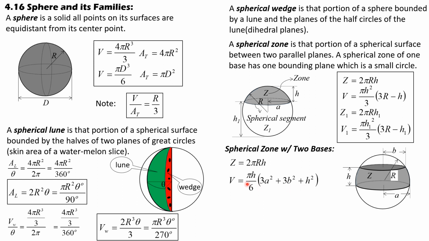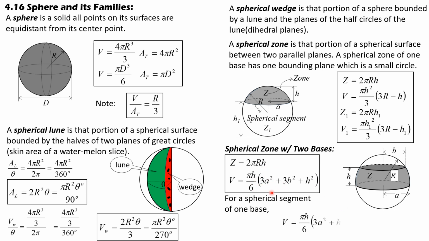We can still apply this formula for a spherical segment of one base. We just set b to 0. So it is pi h over 6 quantity 3a squared plus h squared. So that's the volume and zone area. For spherical segment with one base, this formula here can be reduced to pi h over 6 quantity 3a squared plus h squared, which is the same as this supposedly.